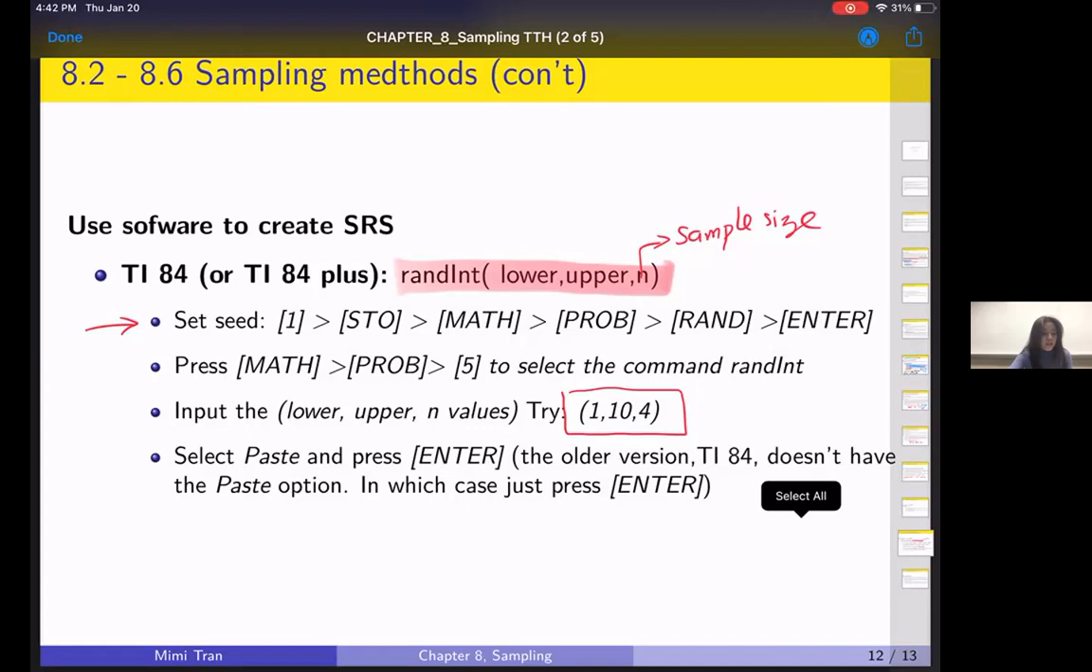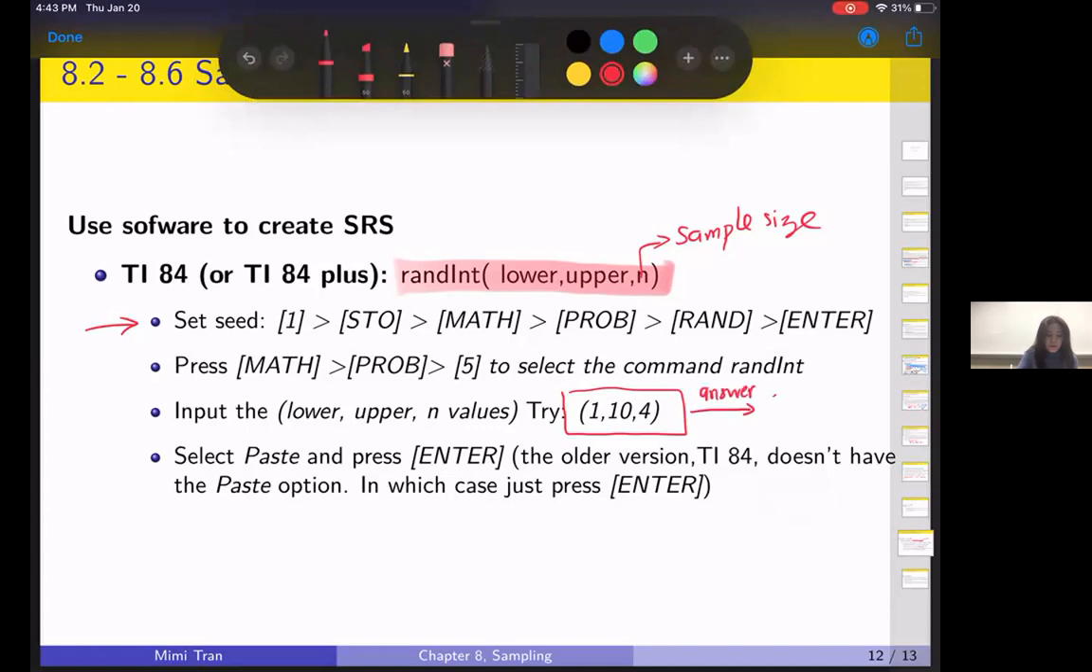Okay, you guys should get 8, 9, 3, 5. Because we set seed to 1, everybody had the same answer. So the first try, when you press enter from randInt, you should get 8, 9, 3, 5. Everybody has the same answer. And this is what I'm going to do on the exam. I want everybody to have the same answer. So it's just easier for me to grade.